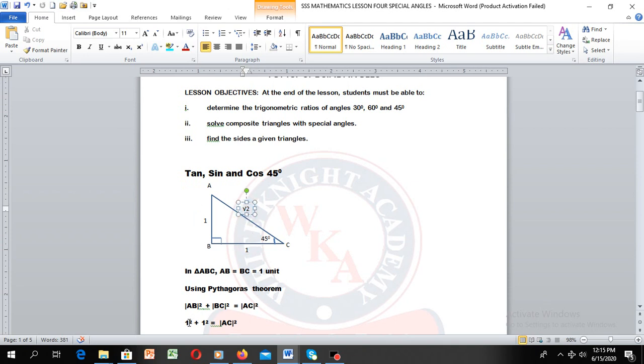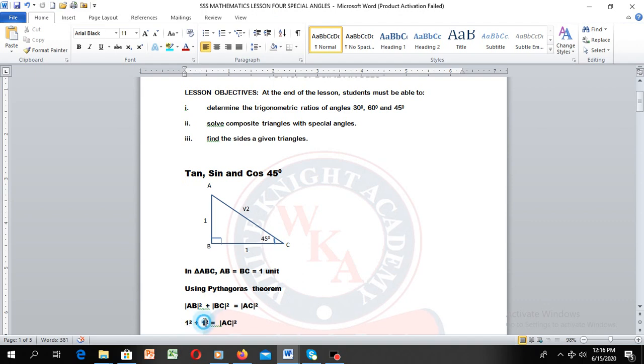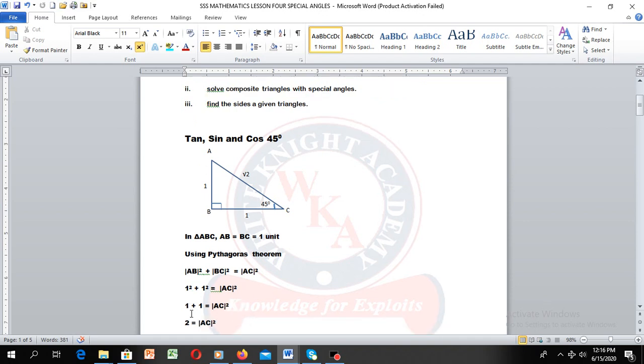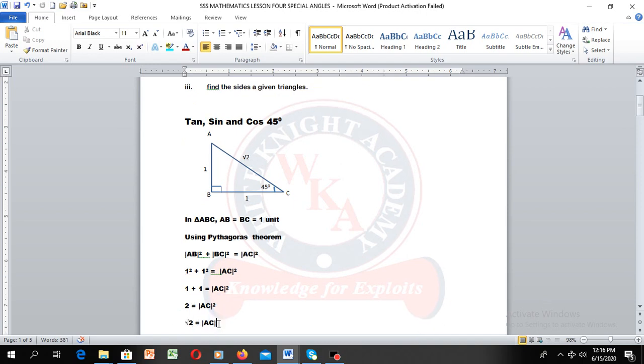The value of AB is 1, so we substitute 1 here. The value of BC is also 1, so we have 1 squared plus 1 squared equal to AC squared. 1 squared is 1, because 1 times 1 is 1, and so you have 1 plus 1 is equal to AC squared. 1 plus 1 will give you 2. So that means that the value of AC squared is 2.